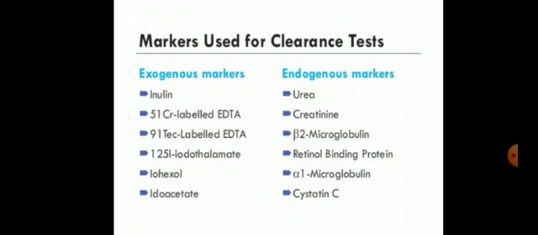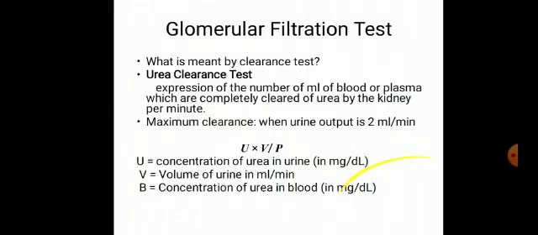The markers used for clearance tests are divided into exogenous markers and endogenous markers. Exogenous markers include inulin, 51Cr-labelled EDTA, 99mTc-labelled DTPA, iothalamate, iohexol, and iodoacetate. Endogenous markers are urea, creatinine, beta-2 microglobulin, retinol binding protein, alpha-1 microglobulin, and cystatin C. Commonly used markers are inulin and creatinine. So, what is meant by clearance test?